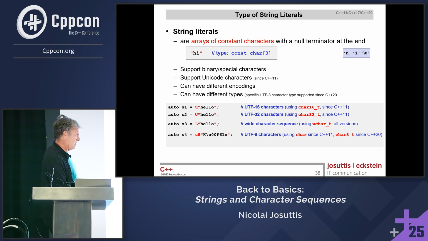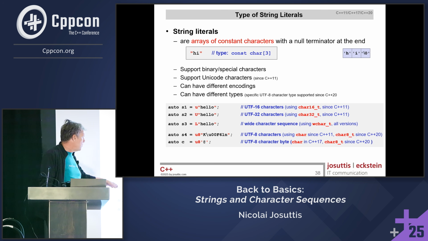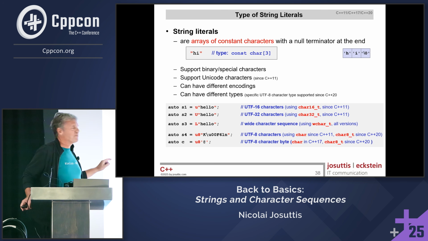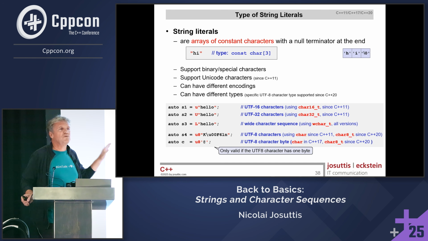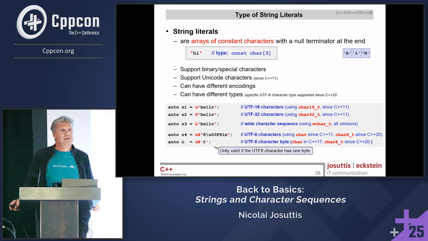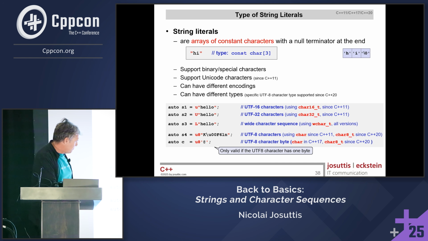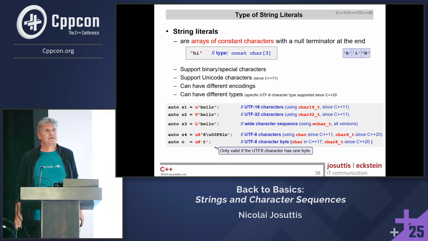Then we have u8. That's for a UTF-8 character sequence. Please note that's an array of char before C++20. It's now an array of char8_t. And then we have u8 characters, but that's 1 byte. So it's only valid if this is a UTF-8 character that has only 1 byte. If it has multiple bytes, that's undefined, that's invalid. So if I try to write here between the single quotes the euro symbol, hopefully my compiler says that's not allowed. That's invalid.